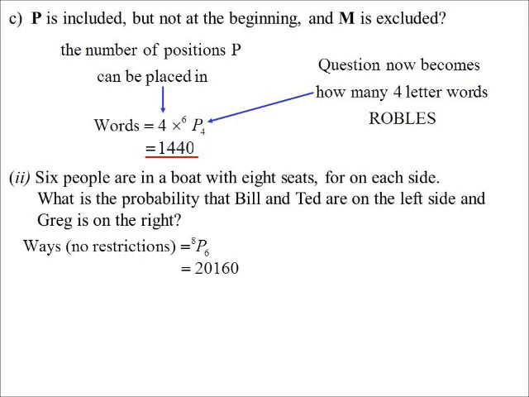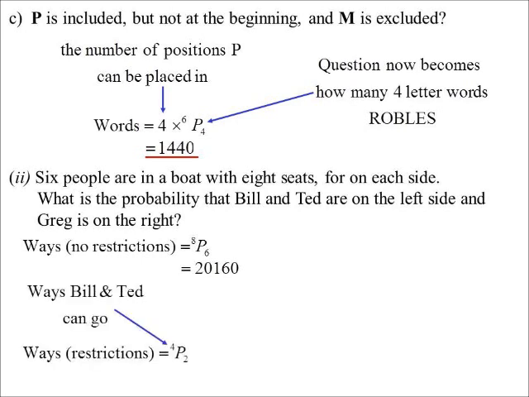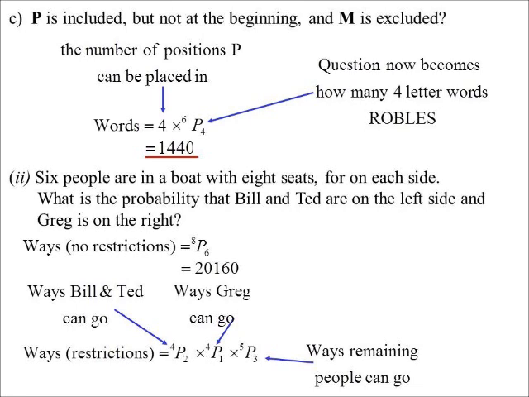Now let's work out the number of ways we can do what we're interested in. First restriction. So I've got these six people, but Bill and Ted have said, we have to go on the left. All right, go and find yourself your seats. It's 4P2, because they've only got four seats to choose from. And that's when Greg comes up and says, well, hang on a sec. If they're going to go on the left, I want to go on the right. Okay, you go sit down. Four seats to choose from, 4P1. The rest of them go, we don't care where we sit. So how many seats are left? We've used up three. So there's five seats left, and they're going to get three of them. So 5P3.